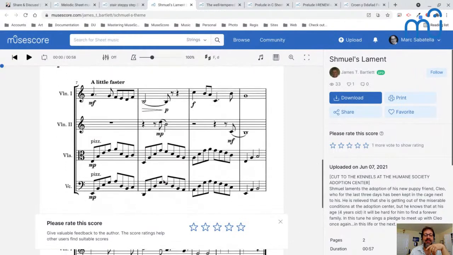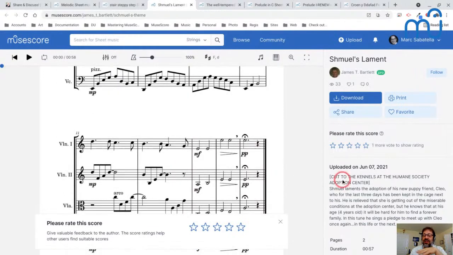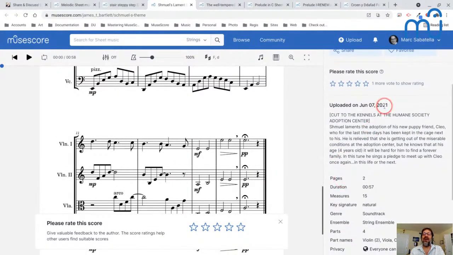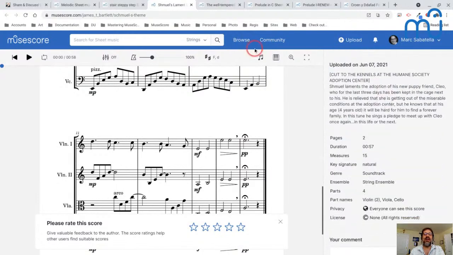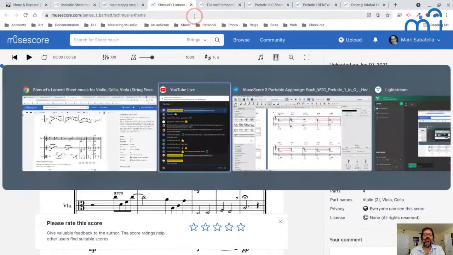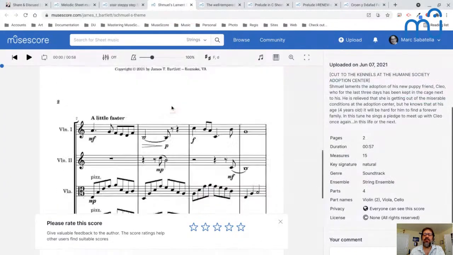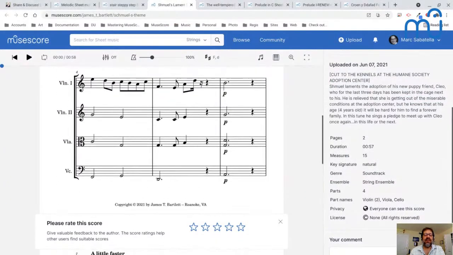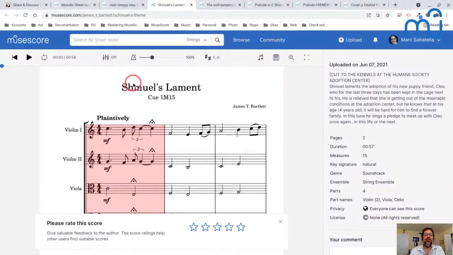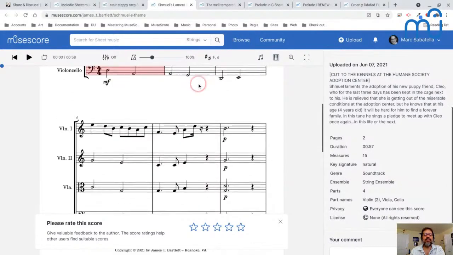So yeah, I'm looking forward to talking a little bit more about this piece next time, because there's some really beautiful things that are happening in it, and there's an interesting story associated with it here on MuseScore.com. Did I post the link there? Yes, I did post that link. Anyhow, all this stuff's in the community, so you can find it there. But this is James's Shmuel's Lament.